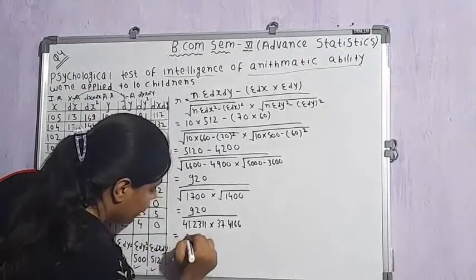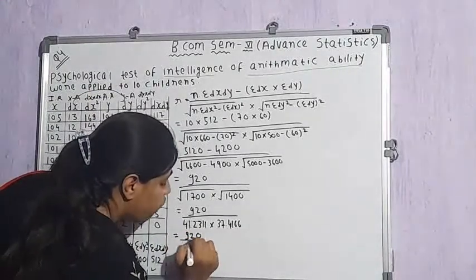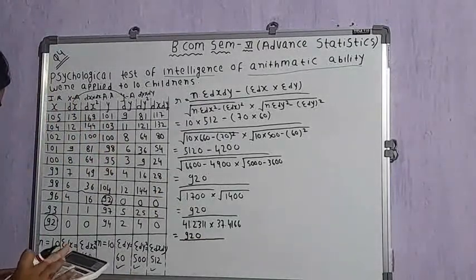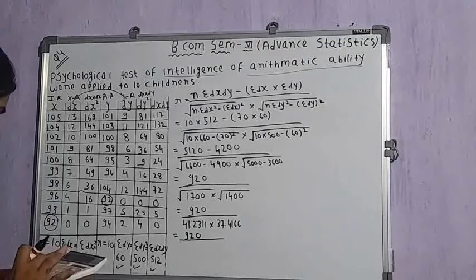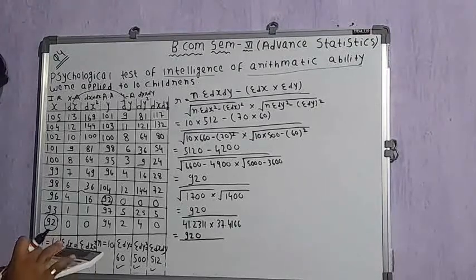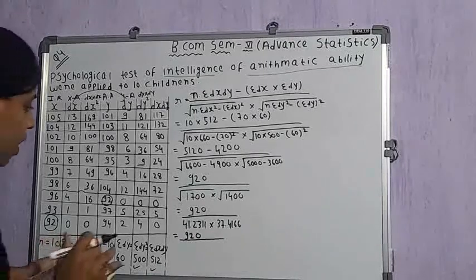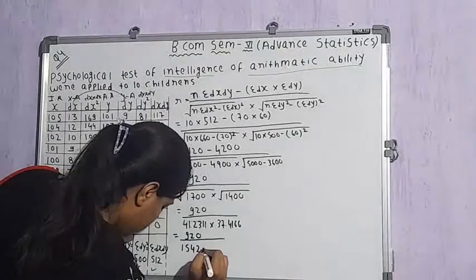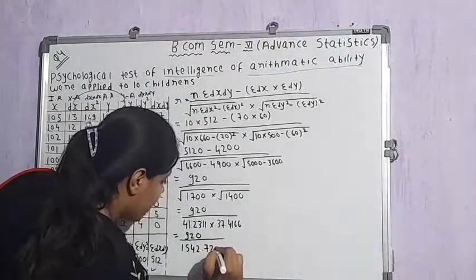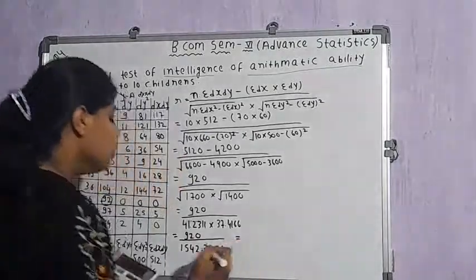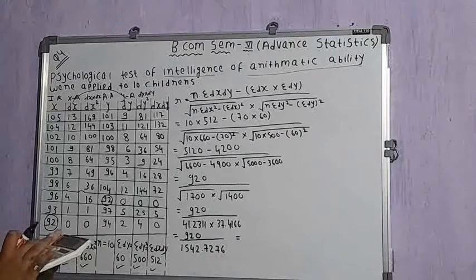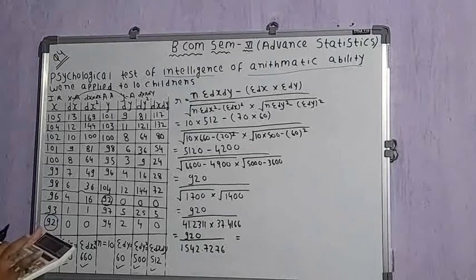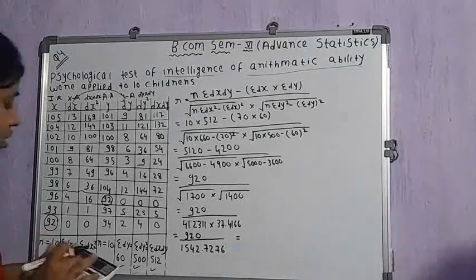Now what is the next step? We will write 920 as it is and we will do 41.2311 into 37.4166. So we will get 1542.7276. Okay. Now we will do the division of this. 920 divided by 1542.7276. Okay. So how much does it come to?